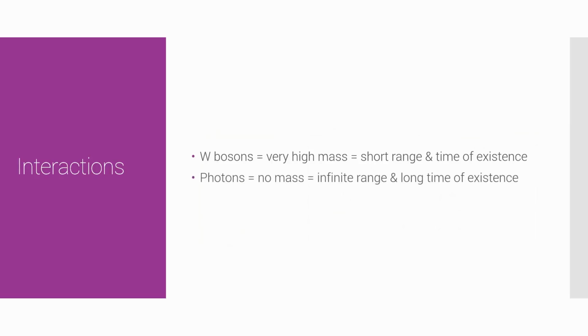The W bosons have a ridiculous mass. It's about 100 times that of a proton. Not a photon, but a proton, which then results in a very short range. Because of this ridiculous mass, creating a W boson uses so much energy, it can only exist for a short amount of time, and as a result can't travel that far. And vice versa is the case with photons, which have absolutely no mass, and so as a result we get an infinite range and a really, really long time of existence.